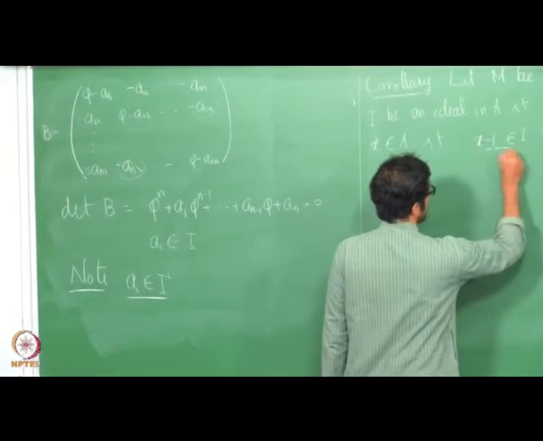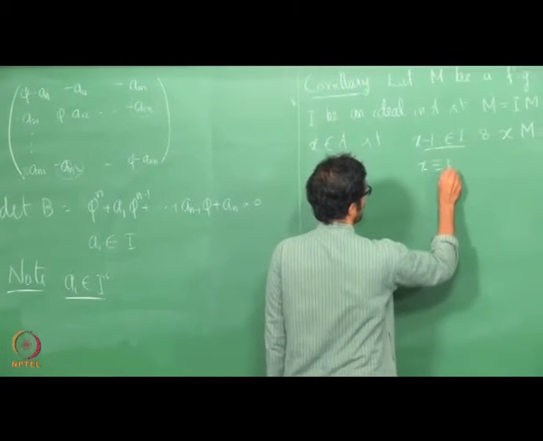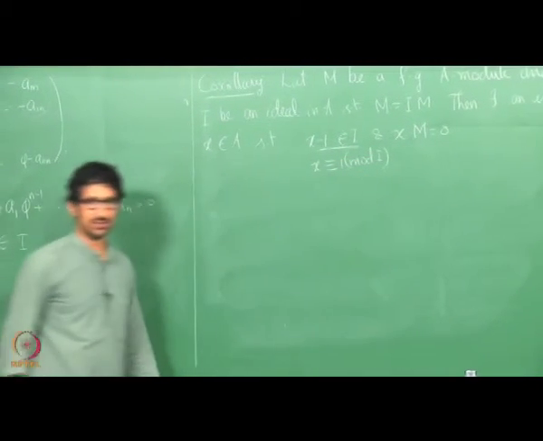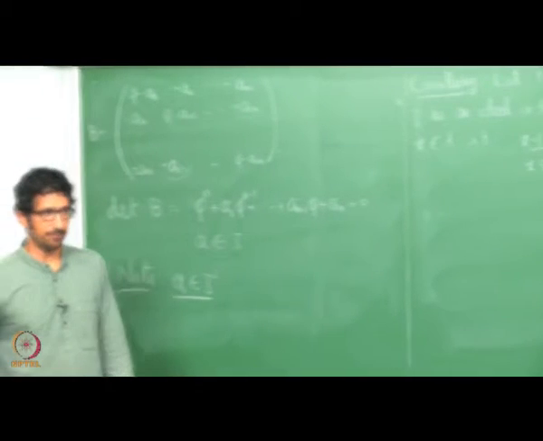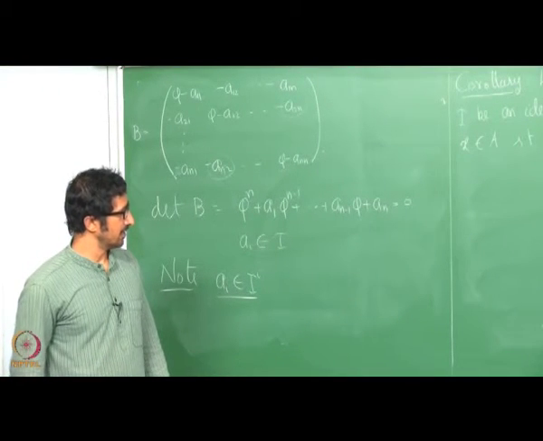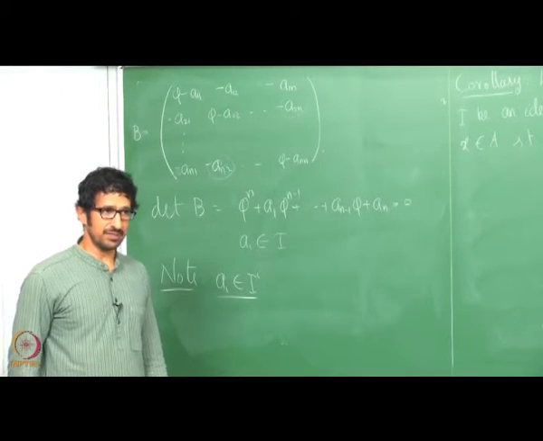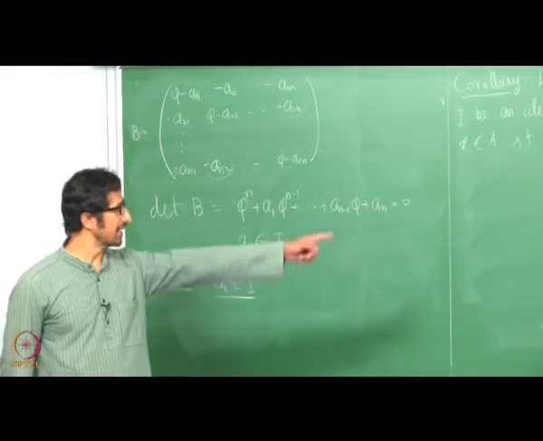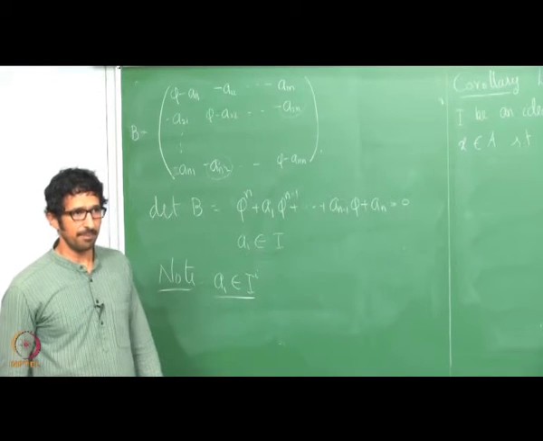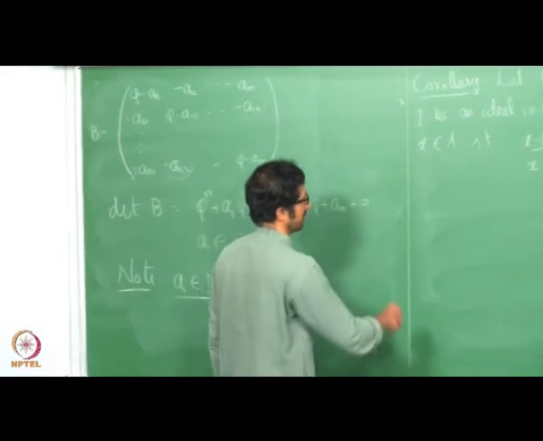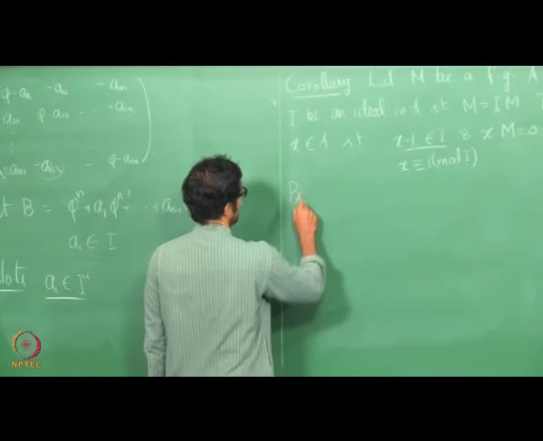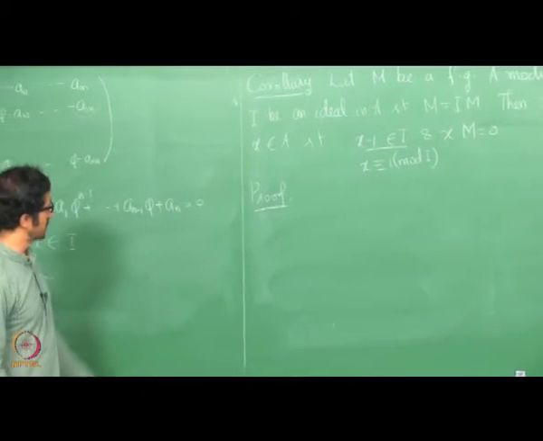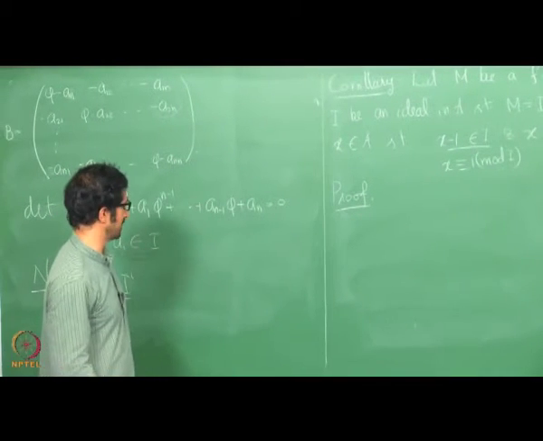And this can also be written as x congruent to 1 mod I, or in other words, there is an element which is a unit in A mod I and annihilating M. Okay. This is straightforward from the previous theorem.